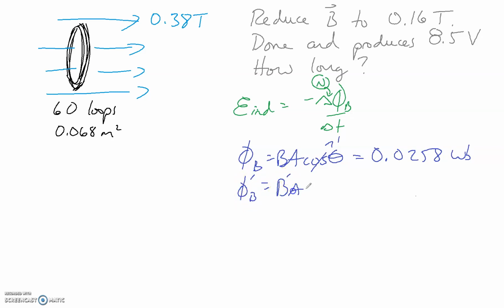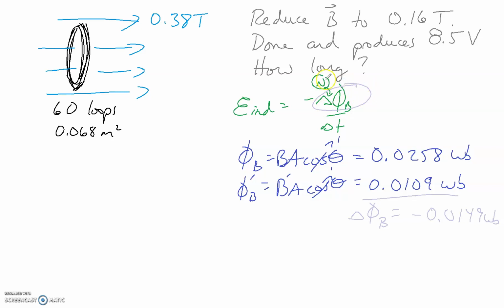Now I've also got my second magnetic field, so I can find my second flux, or my primed one. Again, the cos theta is going to be equal to 1, so that's easy. I just have the 0.16, and I'll times that by the 0.068, almost a similar type of calculation. And I've got 0.0109 Webers. So it's not about how much field I have, it's about how much my field changes. So if I find my change in flux, I'll just subtract the two. I'll take my second one, subtract my first one, and my change in flux is negative 0.0149 Webers.